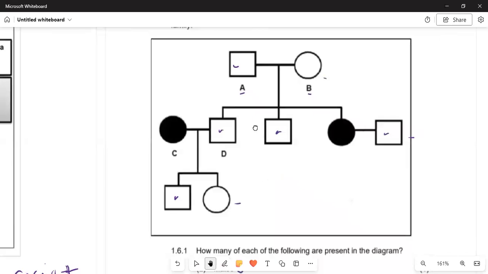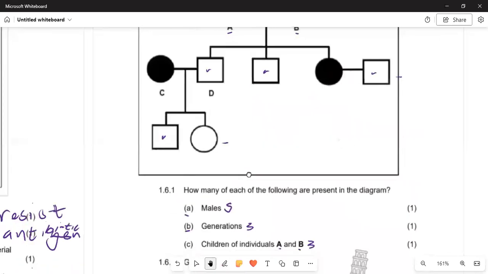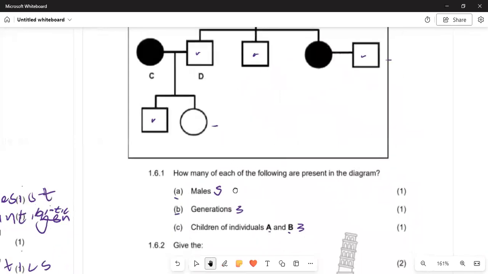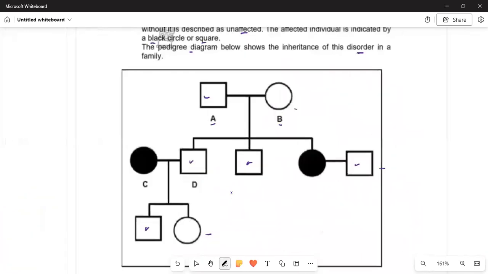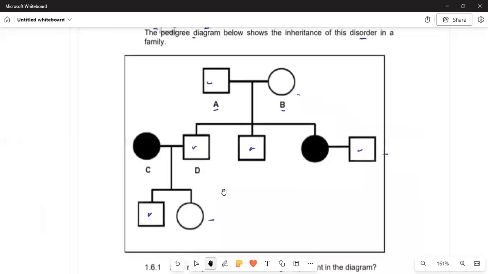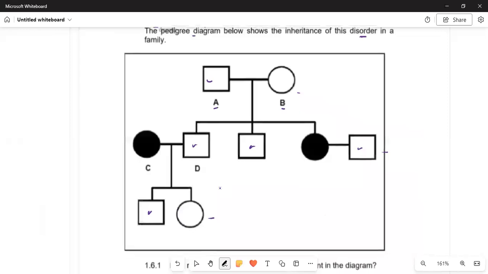Moving on, they now ask for the children of the individuals A and B. So we are saying there are 3 of them. A and B have 1, 2, and 3 children. That is how we can see it. So this is 1 child, 2 here, and then this is 3. Why do we say that? Because of the lines in the diagram coming down to this particular offspring.